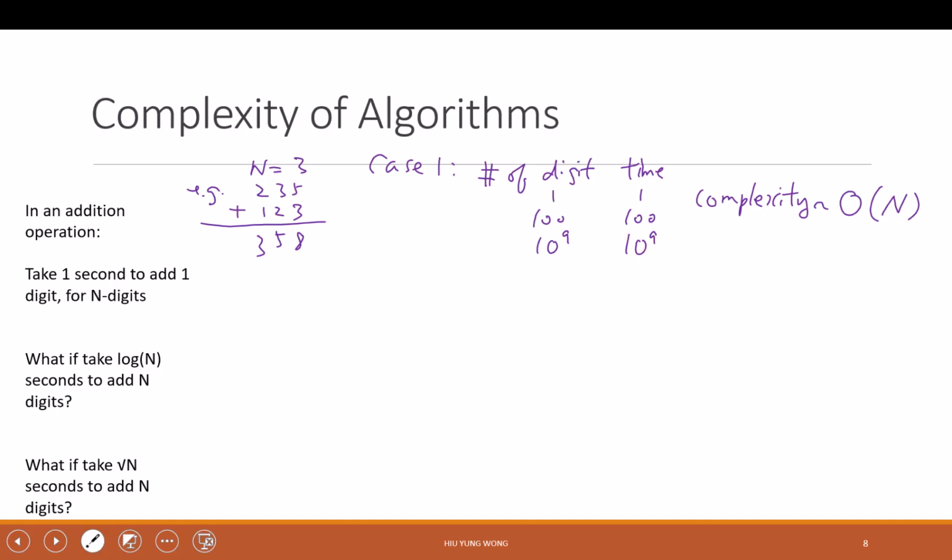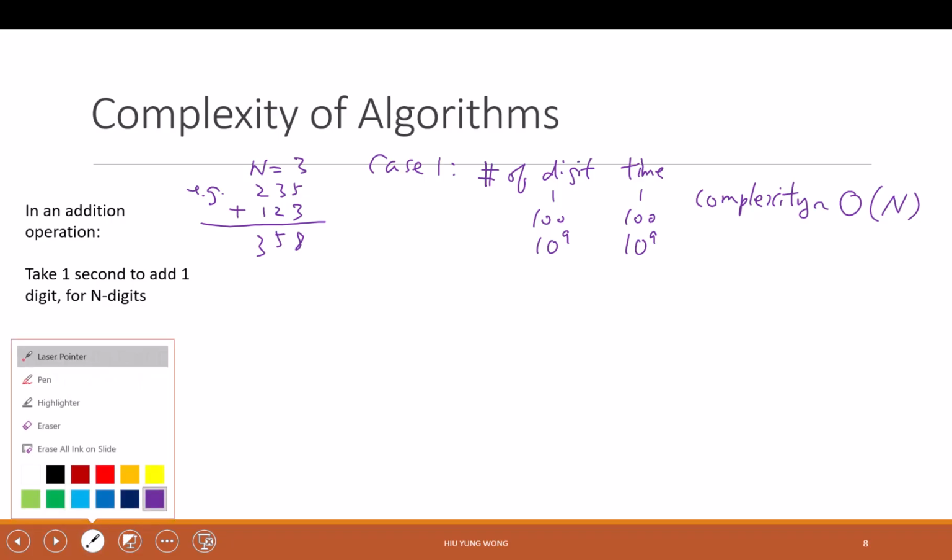Because if you need 10 to the power 9 years to finish something, even if you add another 1 million years, it is meaningless to me. The order is still 1 billion years. 1 billion and 1 million years is as long as 1 billion years for me in terms of computational difficulty, right? And that's why we abstract to the highest order one. But in real calculation, we will see some difference. We need to consider that. But anyway, here we say the complexity is n.